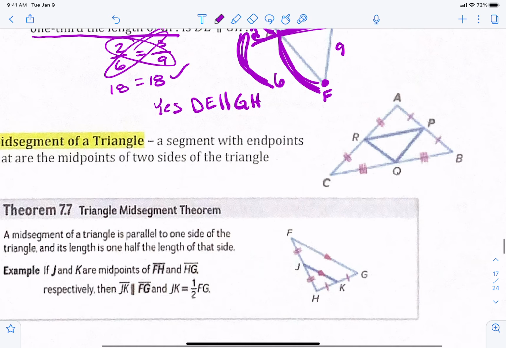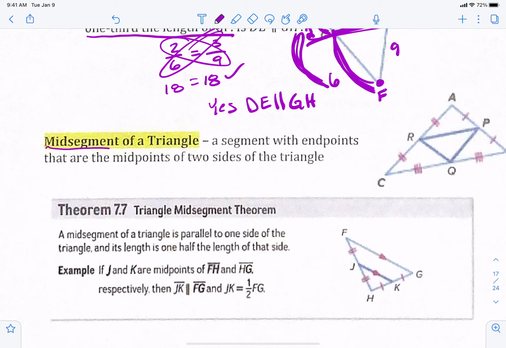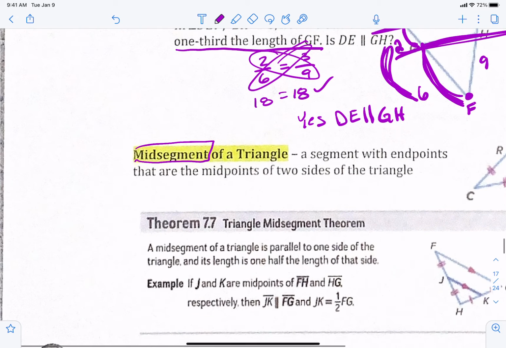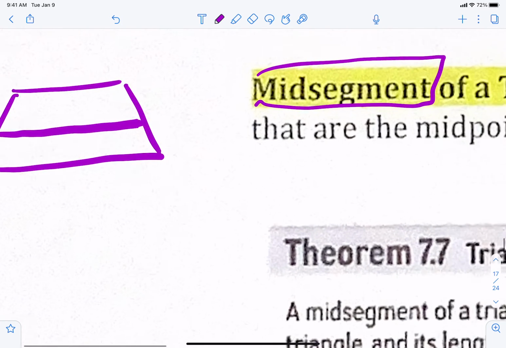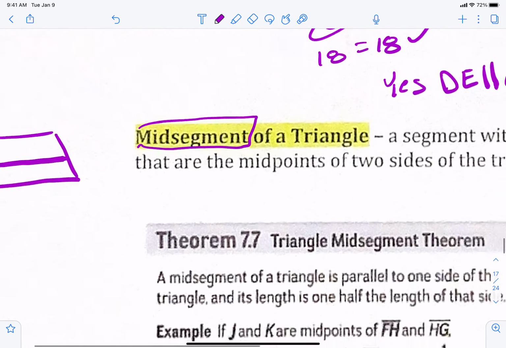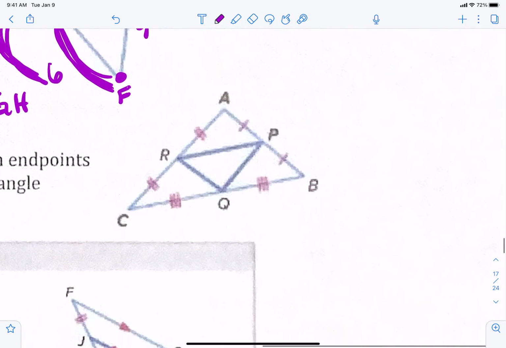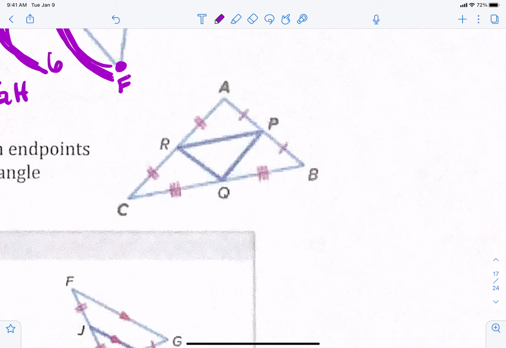Okay, the mid-segment of a triangle. We've talked about mid-segment before, but it had to do with trapezoids. Do you guys remember that last chapter? Okay, this is the mid-segment of a trapezoid right here. He's right in the middle. That's the mid-segment of a trapezoid. Going over here to the mid-segment of a triangle. Okay, this is what the mid-segment looks like. He has some unique qualities here.